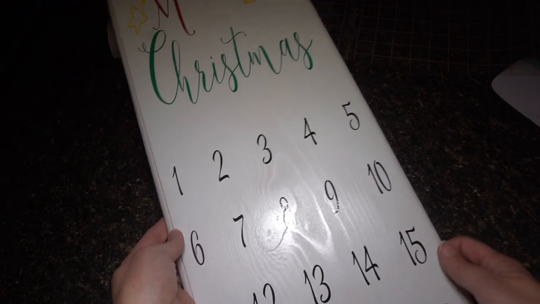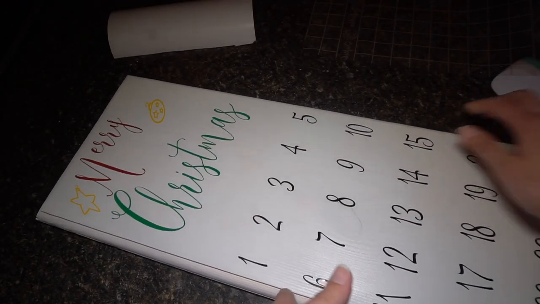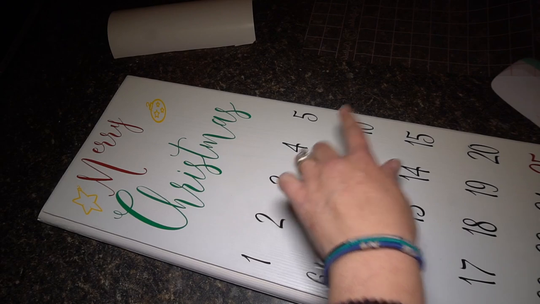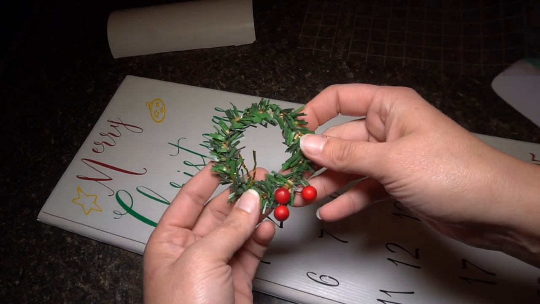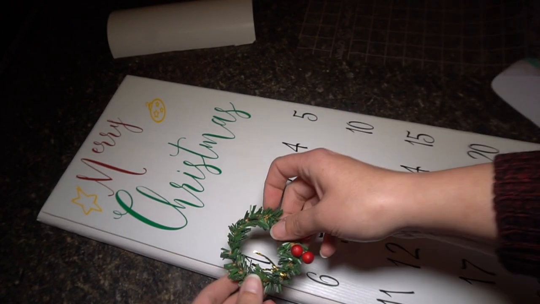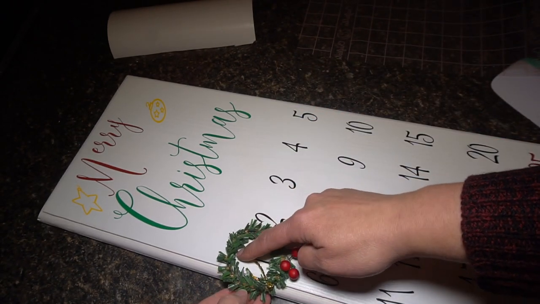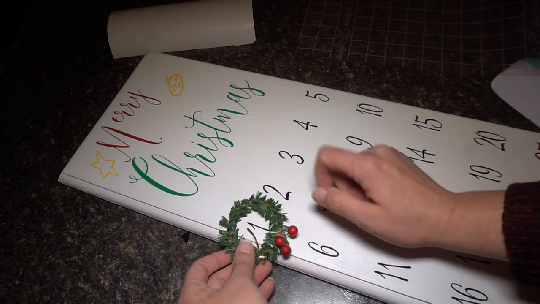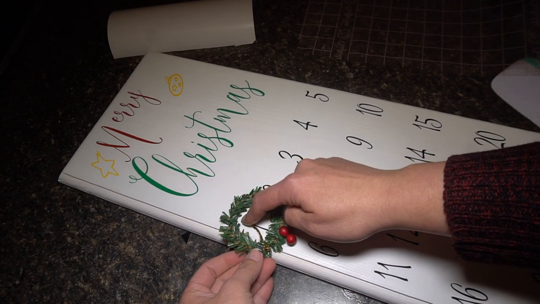So here it is. So another thing I'm going to show you, so I can tell which day it is. I bought these little wreaths from the dollar store and they came in three. And then what you're going to want to do is you can take a pin or you can use a nail, but I'm going to use a white nail and just nail each one.